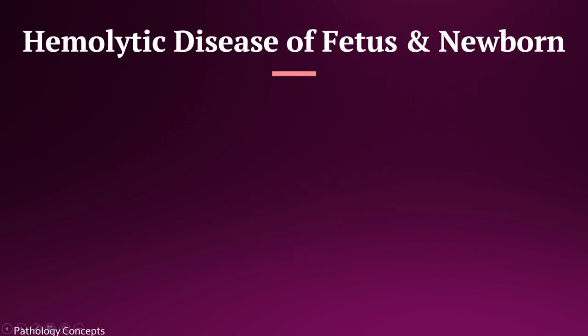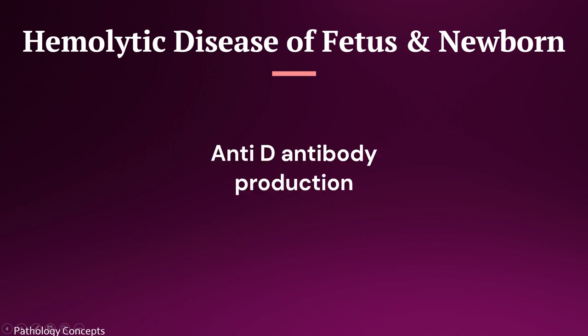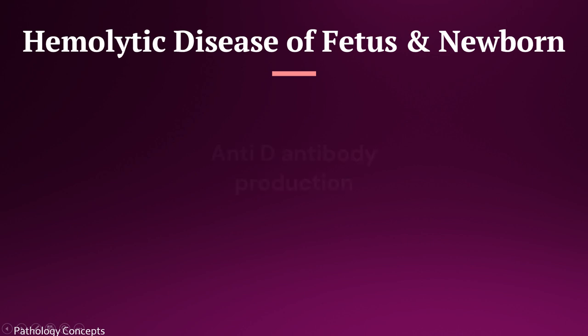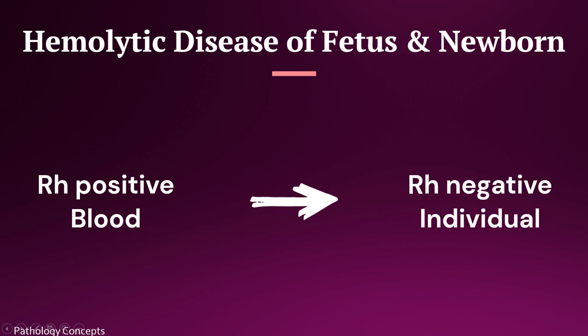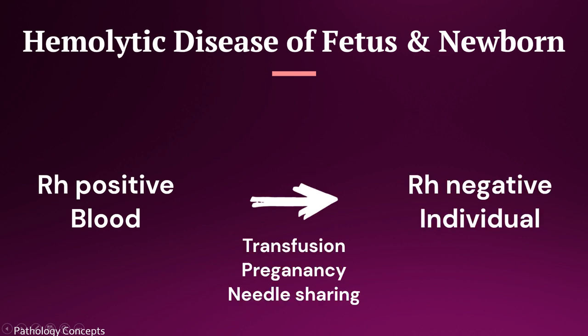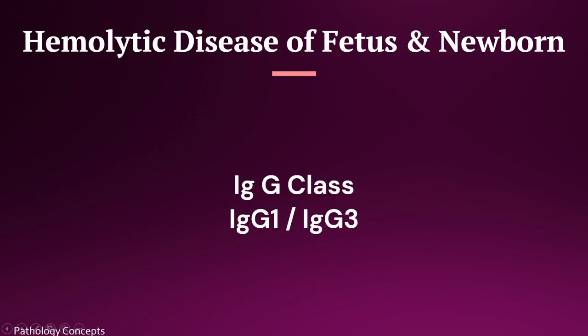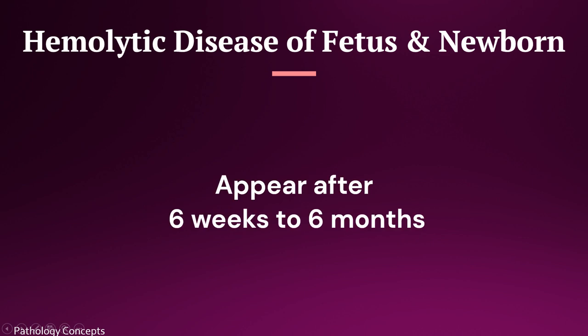Let's understand the hemolytic disease of the fetus and newborn. It is related to anti-D antibody production. The Rh system antibodies are primarily RBC stimulated. The immunization occurs when the individual receives RBCs carrying Rh antigen which are not present on his or her own cells, either through transfusion, pregnancy or needle sharing. Most Rh antibodies are of the immunoglobulin G class, usually IgG1 or IgG3 subclass. The antibodies usually appear between 6 weeks and 6 months after the exposure to Rh antigen.